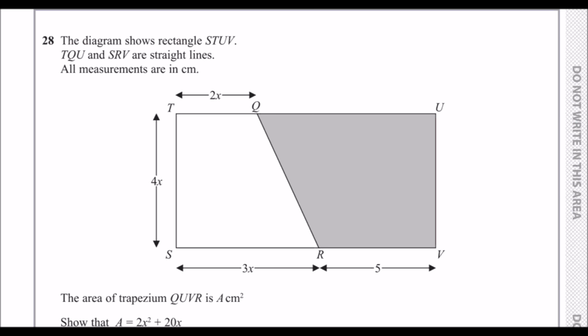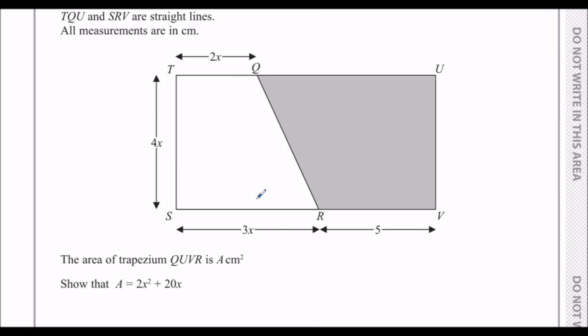Question 28. The diagram shows rectangle STUV, TQU and SRV are straight lines. All measurements are in centimeters. The area of trapezium QUVR, so Q to U to V to R, that trapezium, the area is A centimeters squared. Show that A is 2x squared plus 20x.